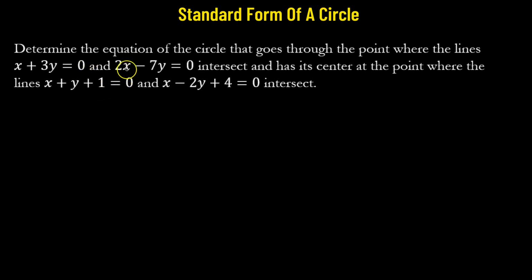So here in this problem, we need to determine the equation of a circle that passes through the point where the two lines intersect and has its center at the point where these two lines are going to intersect. So let's first try to understand the problem.